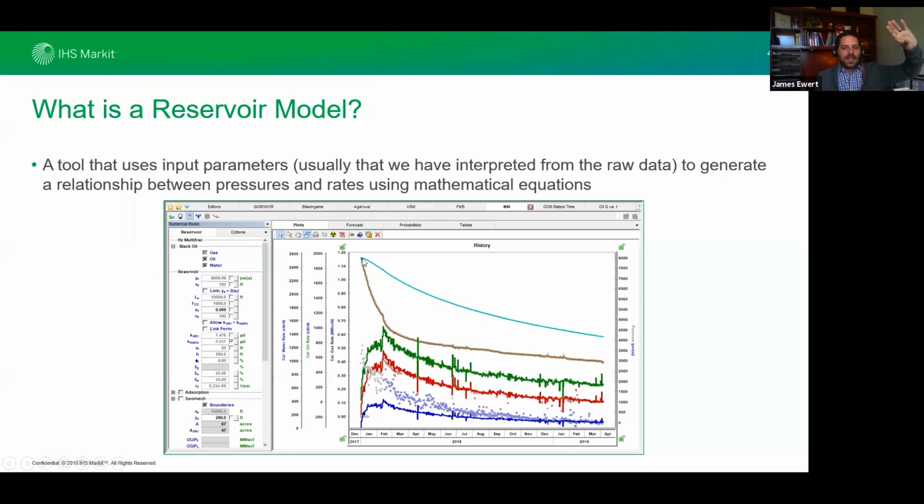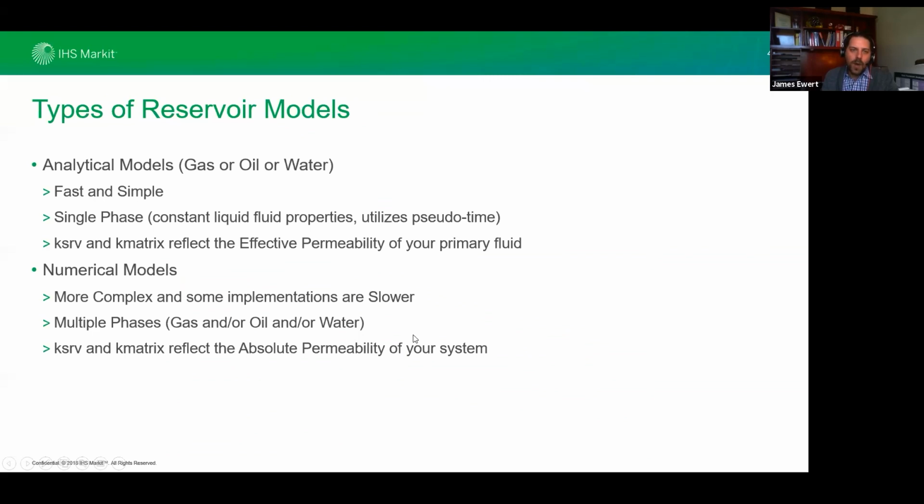So this blue line is my average reservoir pressure. And we're trying to recreate the rates and pressures through history, because then we can look into the future with that higher degree of confidence. So for those of you that haven't seen the model before, that's an example of what one looks like.